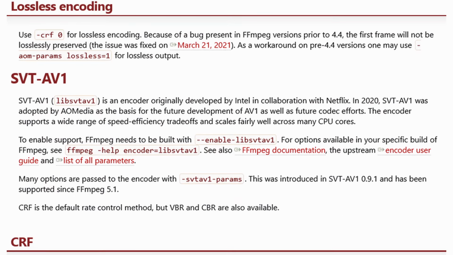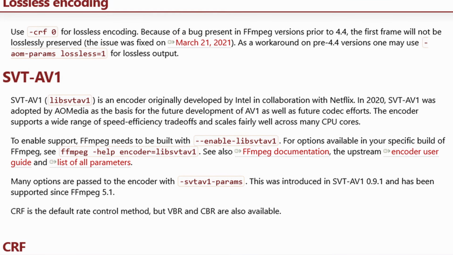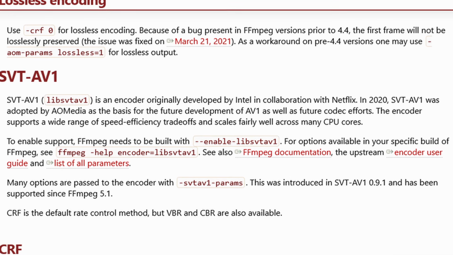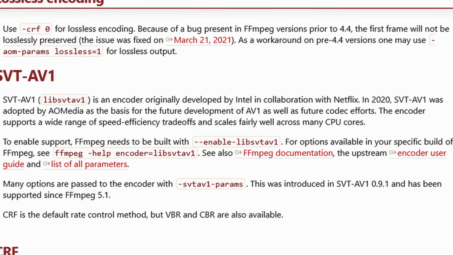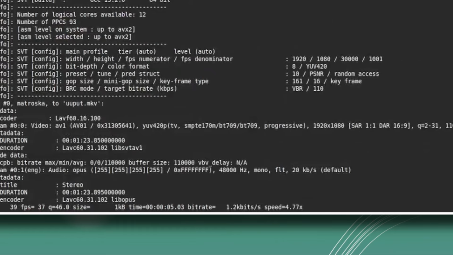SVT-AV1, which is actually the one that Netflix made with Intel. And then AOMedia, they use it as a base for any other AV1 developments they have. So yeah, it must be the best one. So again, I'm going to be using 24 FPS because we need to save space. And let's do 60 kilobits.